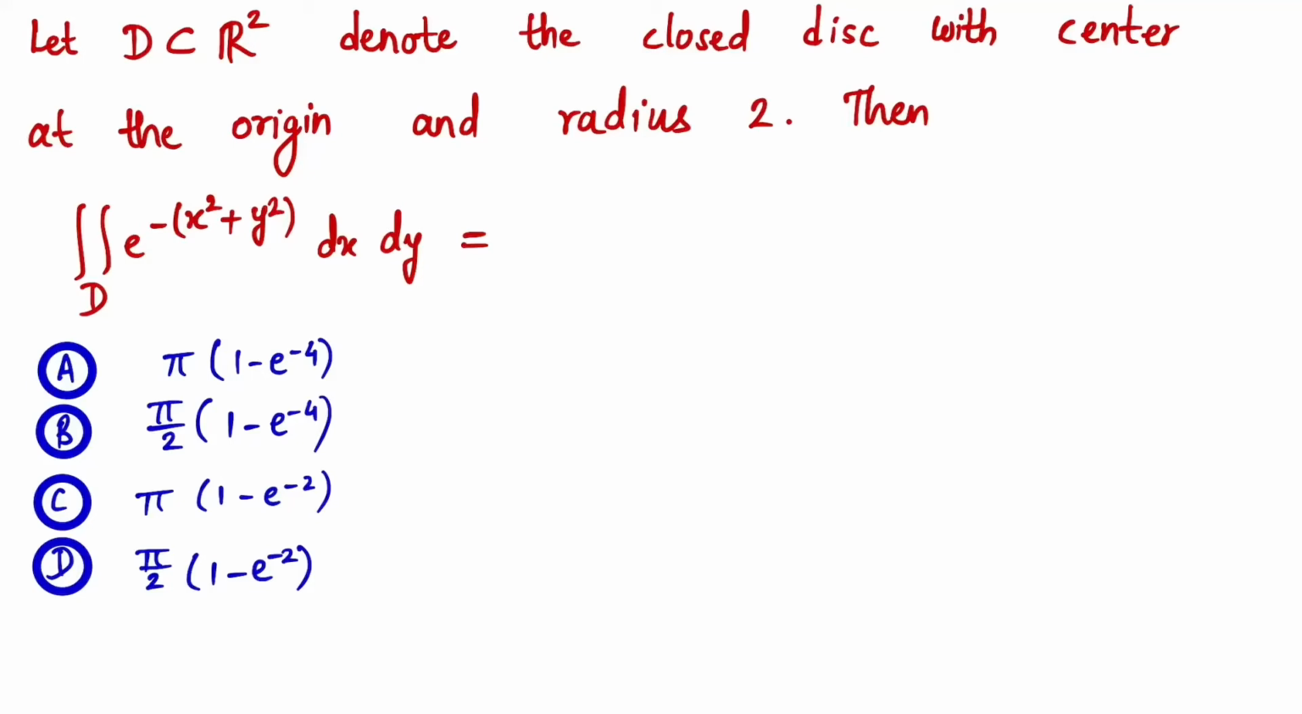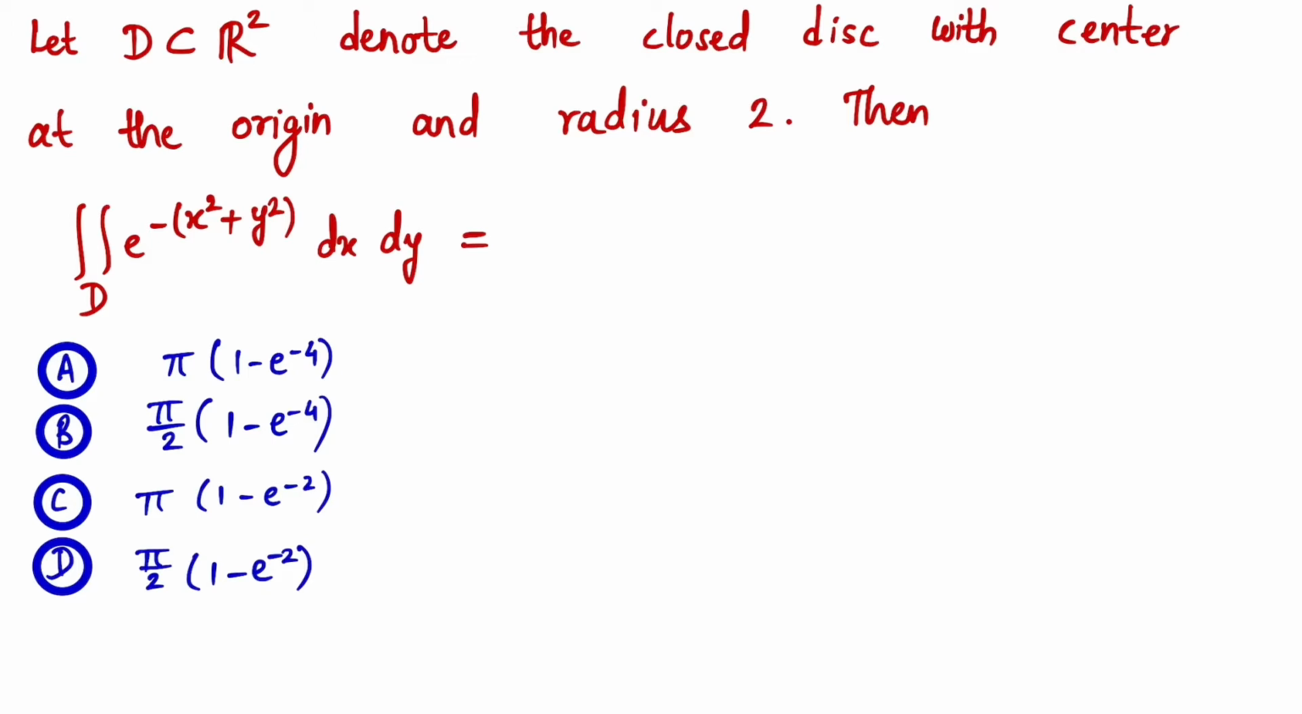In this video we are going to solve a question from GATE Mathematics 2018, and this question is from calculus. We are given D, a subset of R2, which denotes the closed disk with center at the origin and radius 2. Then the value of this double integration, e raised to minus (x square plus y square) dx dy, is. The options are given. So let us solve this question.